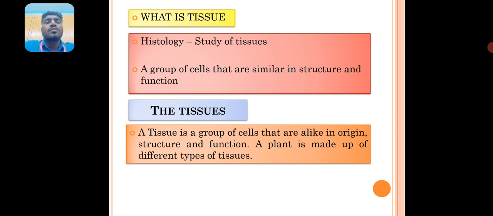What is tissue? Histology, the study of tissue. A group of cells that are similar in structure and function. A tissue is a group of cells that are alike in origin, structure and function. A plant is made up of different types of tissues.